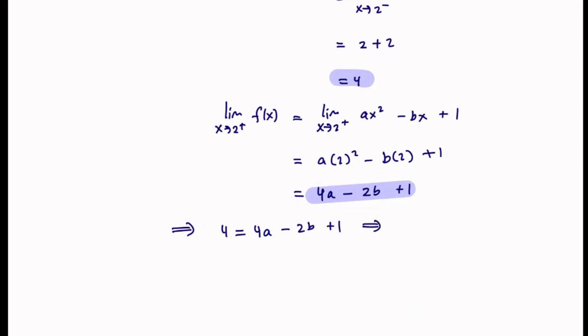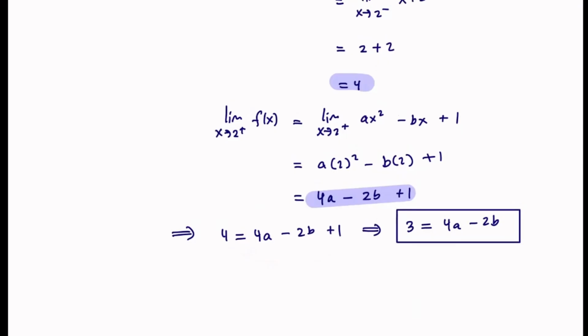And then if you just move on to the other side, you have 3 is equal to 4a minus 2b. So I simply subtracted the 1 on both sides to get that. All right, so that's one equation that we need to solve. Now let's make it continuous at 3.